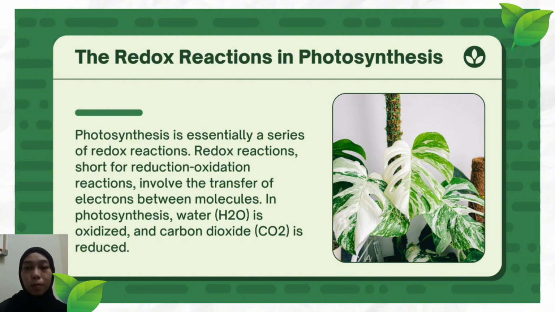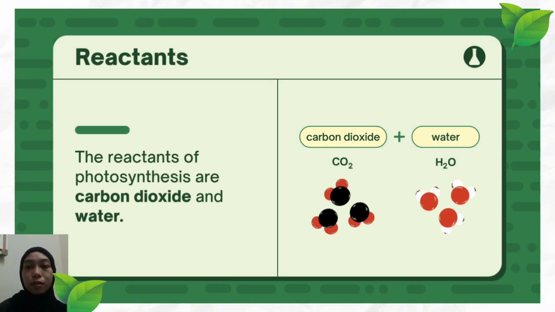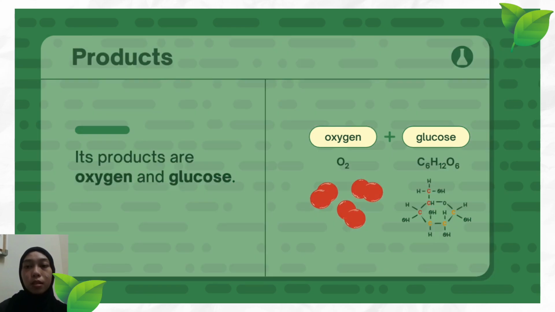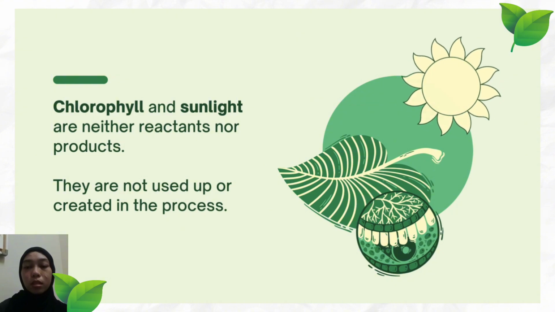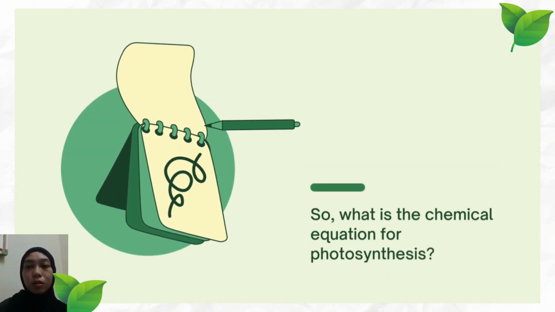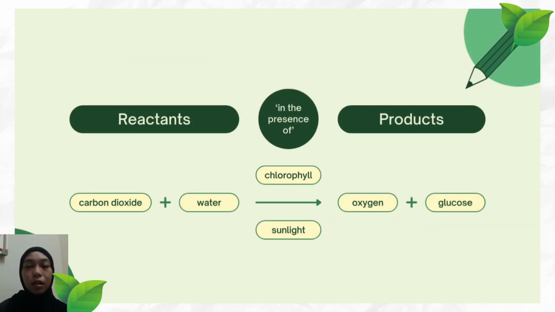In photosynthesis, water, H2O, is oxidized and carbon dioxide, CO2, is reduced. The reactants of photosynthesis are carbon dioxide and water, but its products are oxygen and glucose. Chlorophyll and sunlight are neither reactants nor products. They are not used up or created in the process. So, what is the chemical equation for photosynthesis? Carbon dioxide reacts with water in the presence of chlorophyll and sunlight to produce oxygen and glucose.